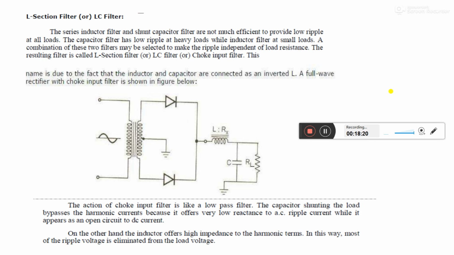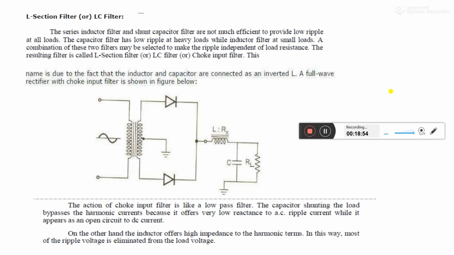So the resulting filter, when we connect a series inductor and a capacitor with respect to the load, is called the inductor capacitor filter, or L section filter, or LC filter, or choke input filter. There are so many names as per the construction and the operation. The name is due to the fact that the inductor and capacitor are connected as an inverted L to the load.